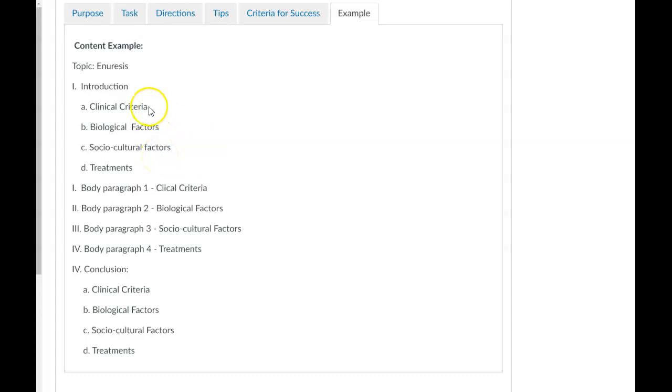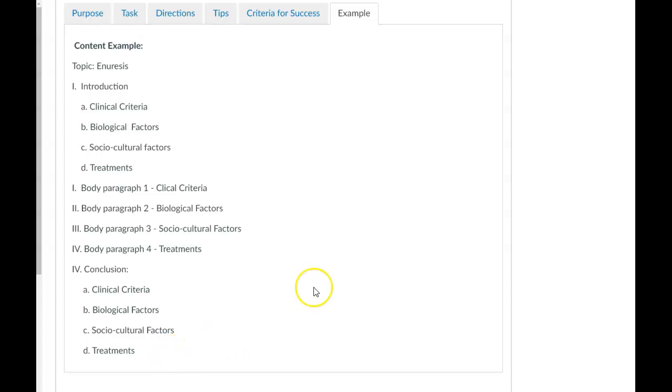The main thing is that whatever main points you introduce and briefly mention in your introduction have to have a corresponding body paragraph. So according to this example, since I'm going to introduce clinical criteria, biological factors, sociocultural factors, and treatments in my introduction, then each of those will have a corresponding body paragraph. And it is good to introduce them in one order, and then match that order in your body paragraphs, and then do the same in your summary, where you touch upon again that you had talked about the clinical criteria, the biological factors, the sociocultural factors, and treatments.